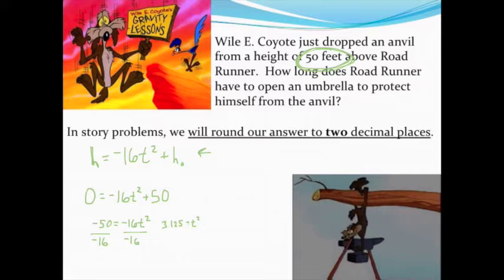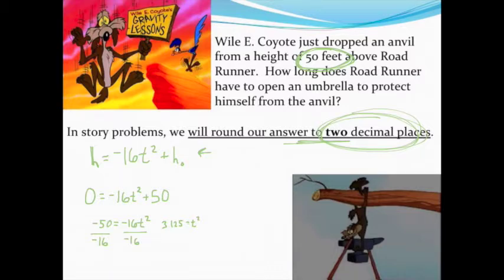Now story problems are the one exception to the no decimals rule. In this case, I do want decimals. In a real life problem, I'm just concerned about an answer. I don't want to know that I have square root of 5 seconds before an anvil hits my head. I just want to know how many seconds I have. So we're going to be okay to round in these story problem examples to 2 decimal places.